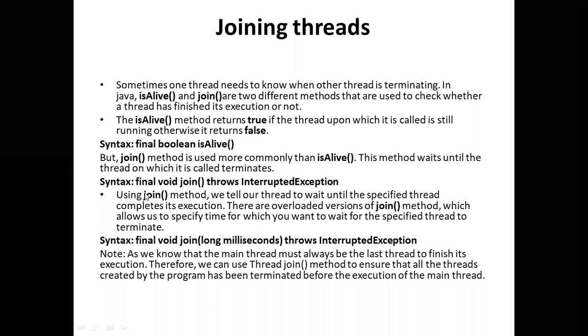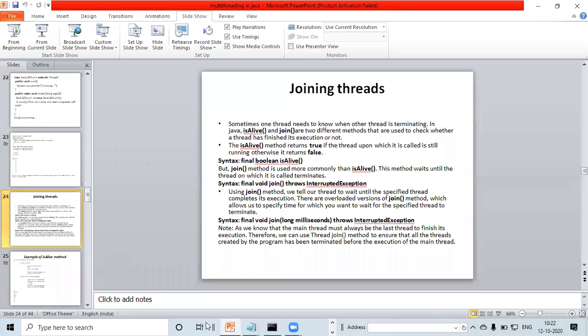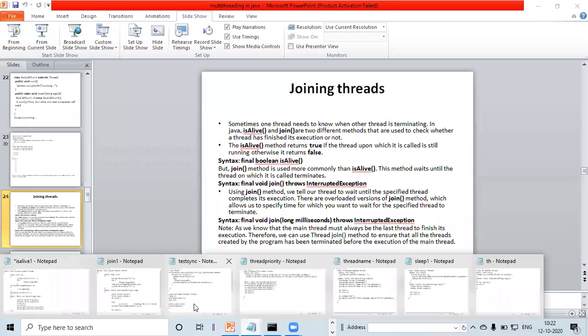Similarly, we have the join method, which we can use more commonly in place of isAlive, and this method will wait until the thread on which it is called terminates. When we use join, once your thread is terminated, the other will be joined immediately after that thread. The syntax is final void join, and it will explicitly throw the InterruptedException. So using the join method, you can tell a thread to wait until the specified thread completes its execution. We will discuss both of these with the help of a program.